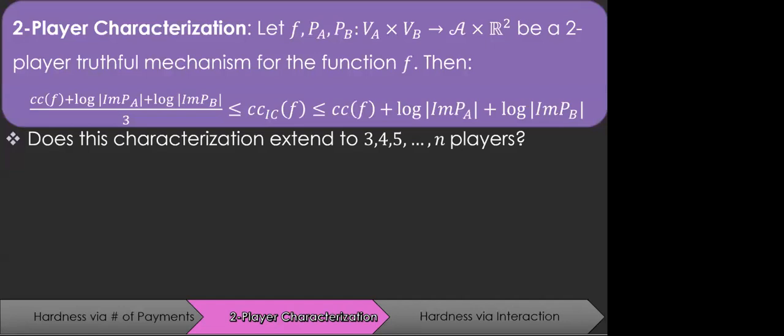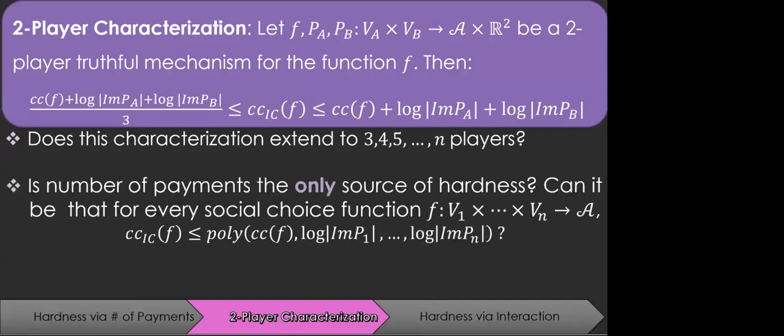And given this characterization, it is natural to ask, can we extend it to 3 players or more? Or in other words, could it be that payment computation has overhead which is polynomial in the communication complexity of the function and the log of the size of the images of the payment schemes of the players, which is at most bounded by this? And we answer this question in the negative, which means that the suggested characterization above doesn't hold.